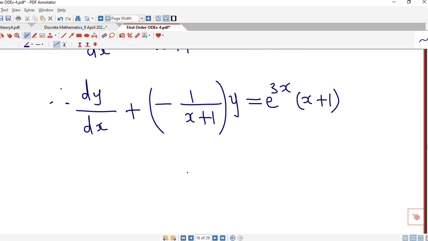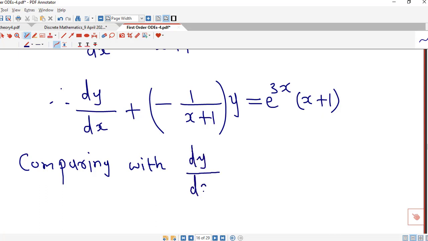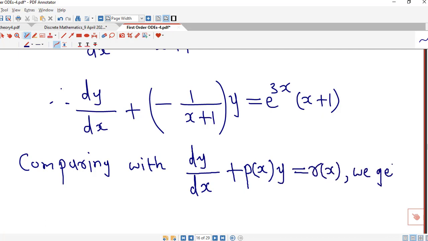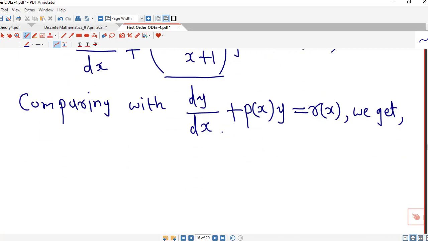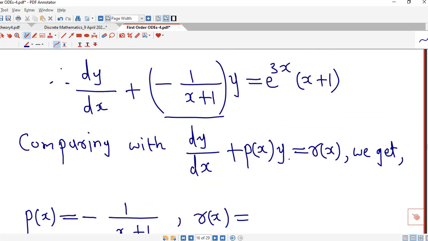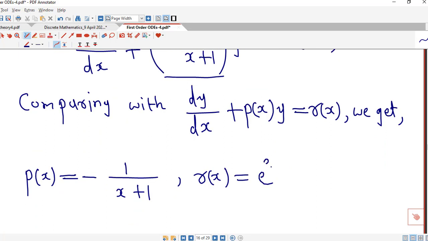So now if we compare this with the standard form, dy by dx plus p of x into y equal to r(x), we get here the coefficient of y is minus 1 over x plus 1, that is our p(x). p(x) equal to minus 1 divided by x plus 1, the right hand side is r(x), which is e raised to 3x into (x plus 1).